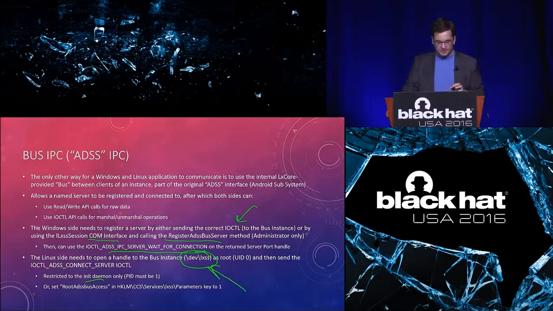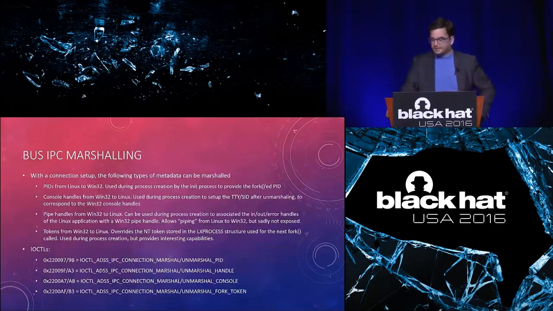However, if you go into the registry, there's a parameters key called RootLxssBusAccess. And if you set that to 1, then anyone who's root in the Linux environment can use this IPC mechanism as well. And of course, then it gets interesting because you can have custom Linux apps, which, once this change has been done in your registry, can talk to custom Windows apps.